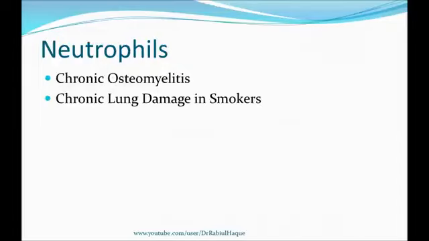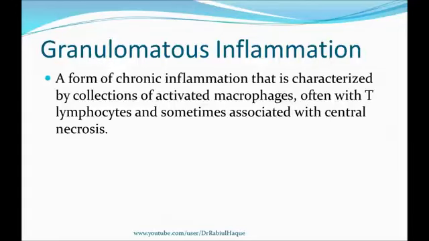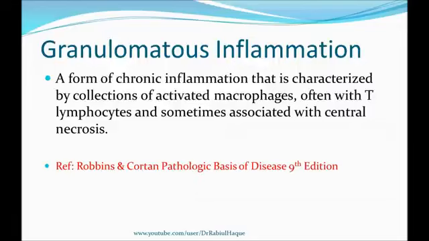Neutrophils may also be responsible for causing chronic lung damage in smokers. The last topic of today's video is about granulomatous inflammation. Now, what do we mean by granulomatous inflammation? It is a distinctive form of chronic inflammation that is characterized by focal accumulation of activated macrophages. The site of granulomatous inflammation is called granuloma, and sometimes there will be central necrosis as well, and often there will be also presence of T lymphocytes.